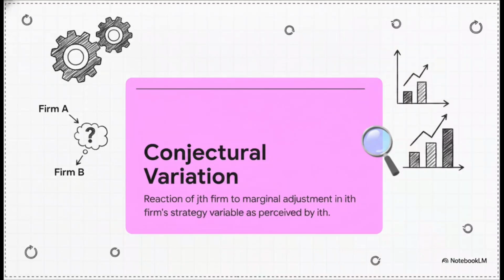And because of this really intense rivalry, your textbook introduces some pretty specific vocabulary. You are definitely going to want to save this exact textbook definition of conjectural variation because it is highly likely to be tested. It's defined as the reaction of the jth firm corresponding to a marginal adjustment in the ith firm's strategy variable as perceived by the ith firm. I know, it sounds like a mouthful, right? But in simple terms, it's basically just how firm A guesses firm B will react if firm A decides to change its strategy. It is literally the mathematical heartbeat of oligopoly interdependence.